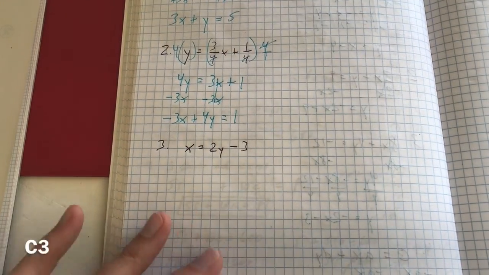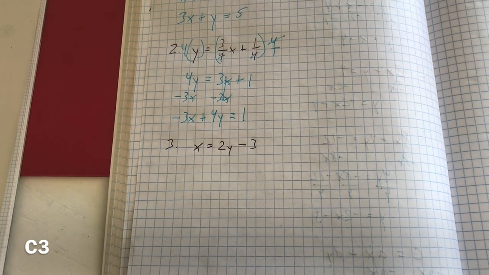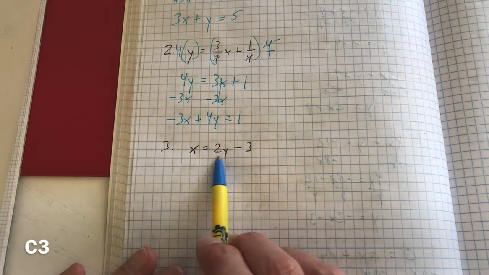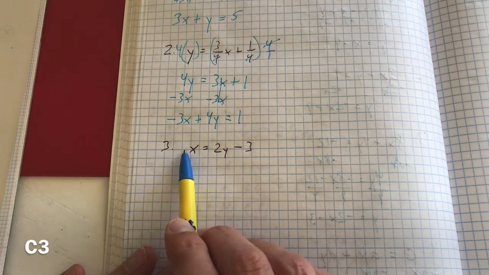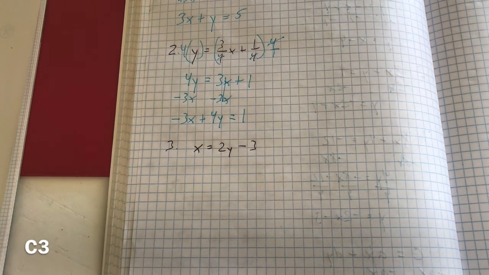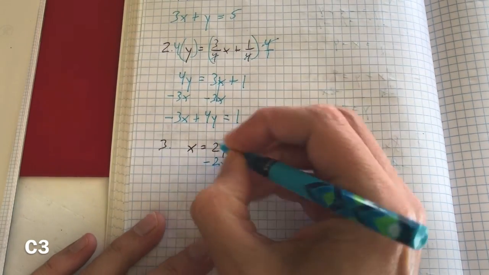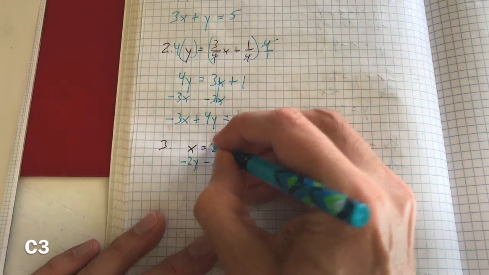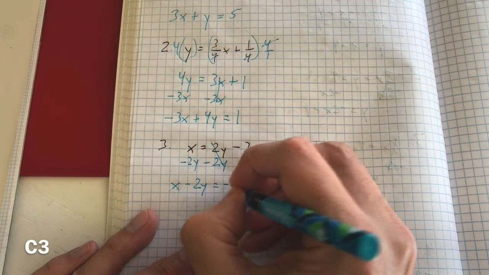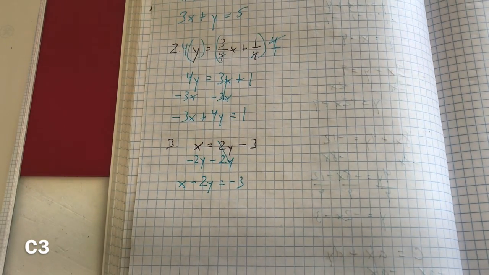All right. So this one is in neither form. This is neither slope-intercept form nor standard form. But we always want to get the y and the x on the same side. So since x is already over here, we can just move that 2y over. And that's all that we would have to do. So minus 2y and minus 2y. That cancels. So I would have x minus 2y equals negative 3. And that's it. We're done on that one.